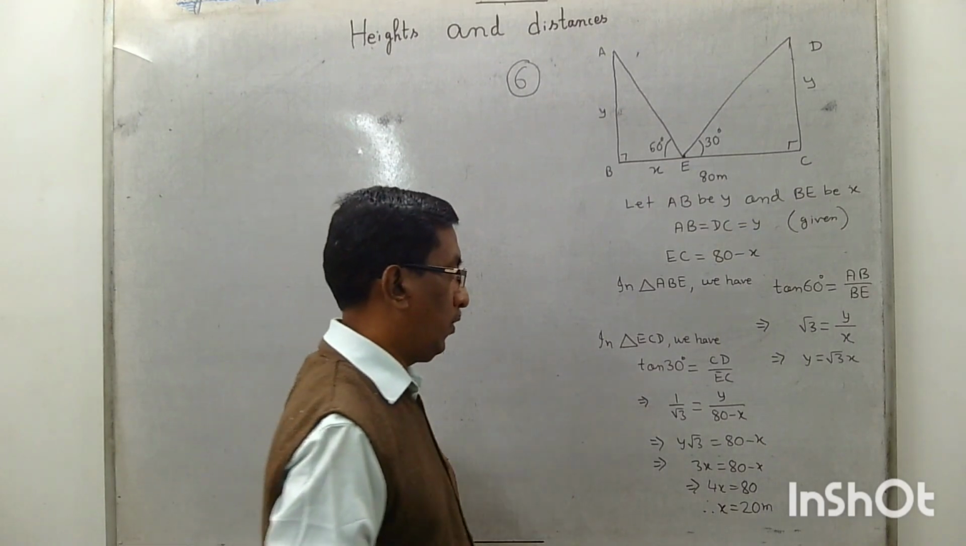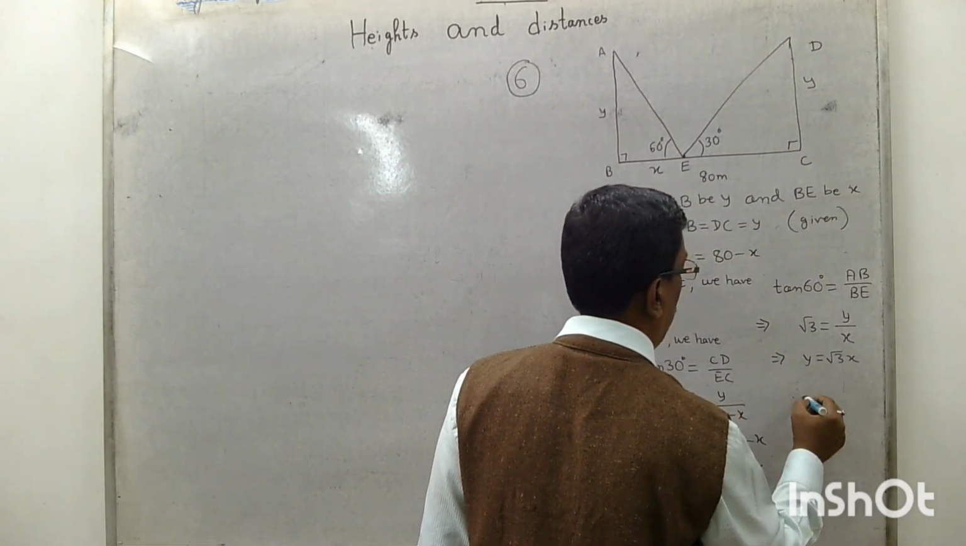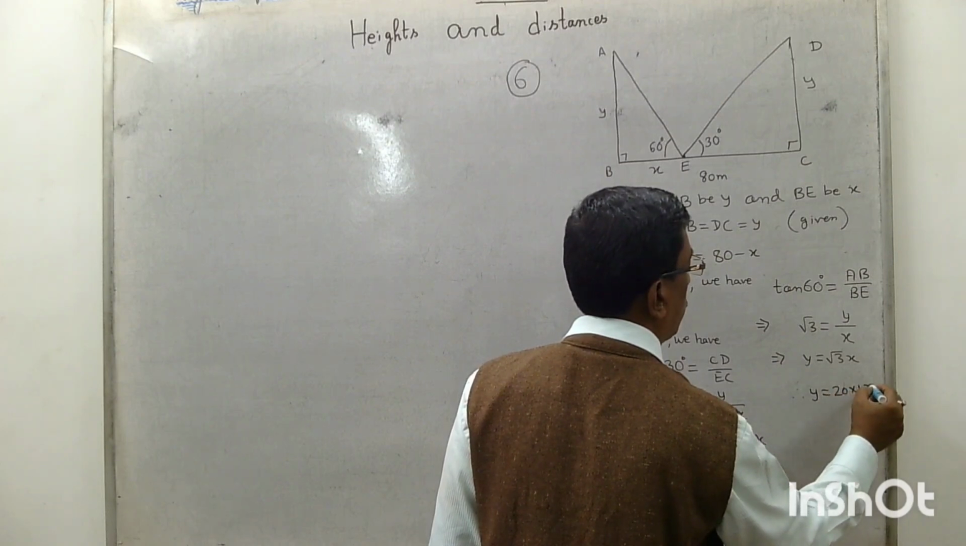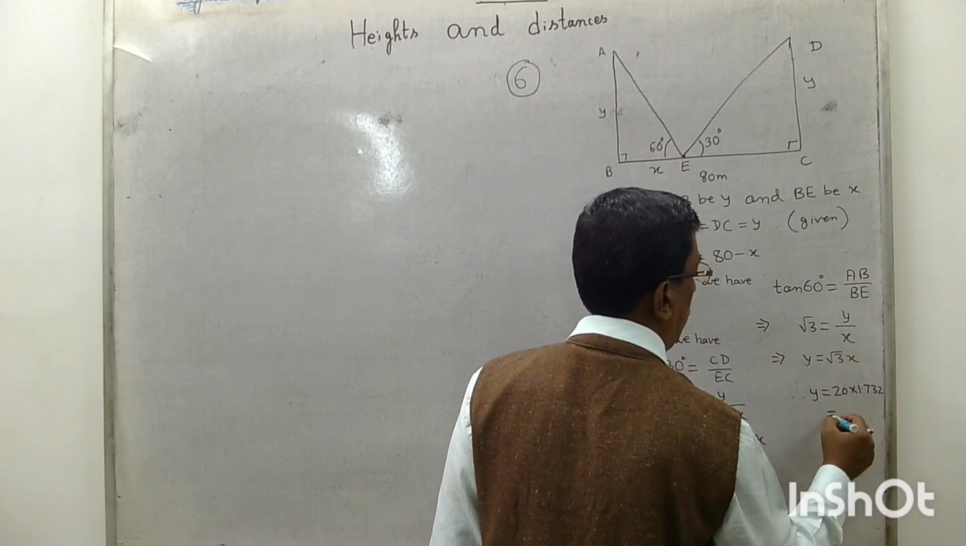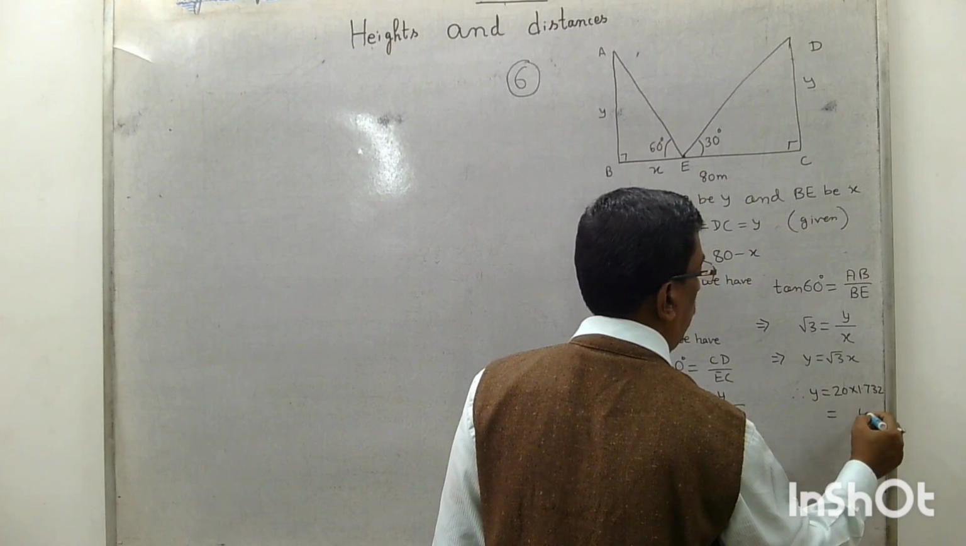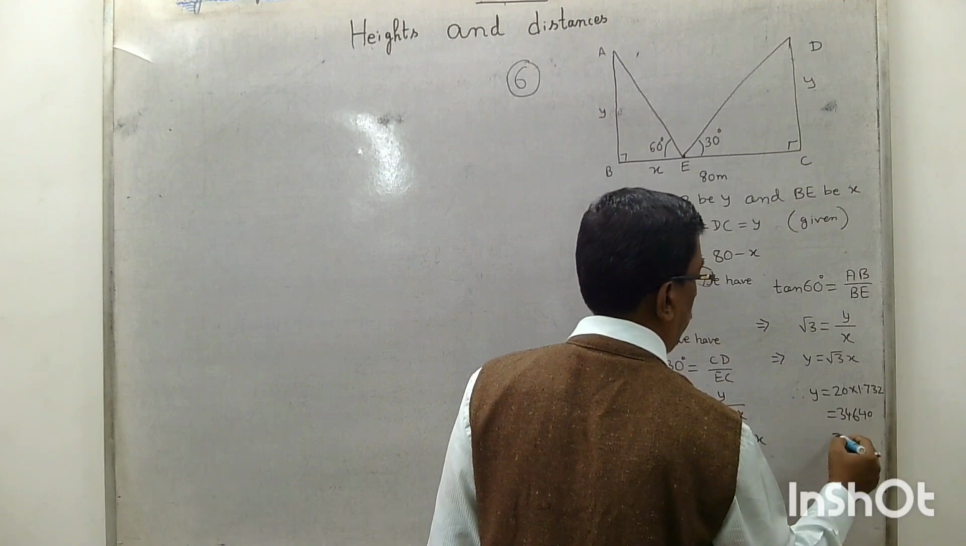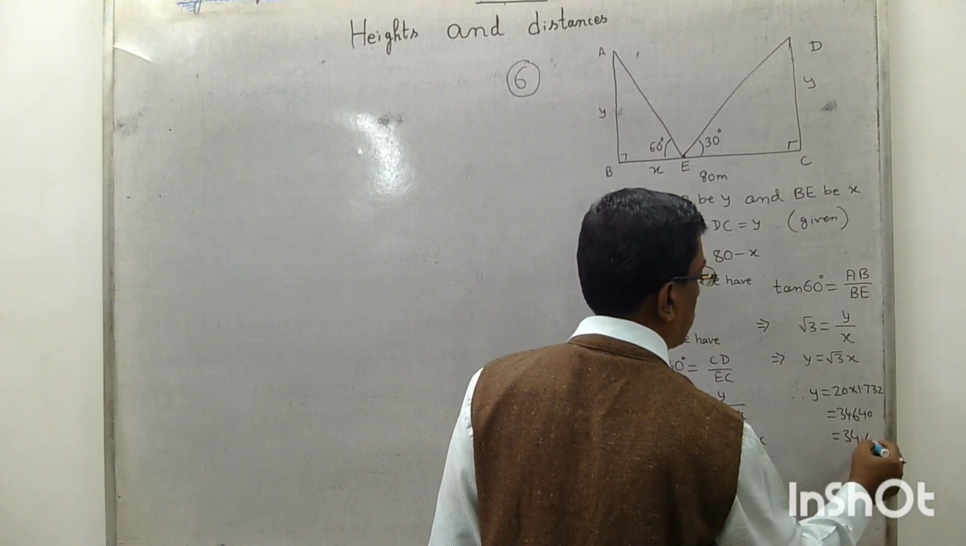So what about y? Therefore y equals 20 into root 3, that means 20 into 1.732, which is 34.640, that is 34.64 meter.